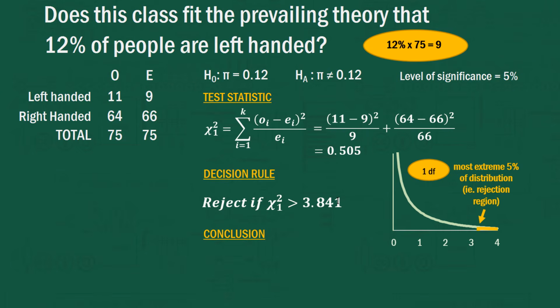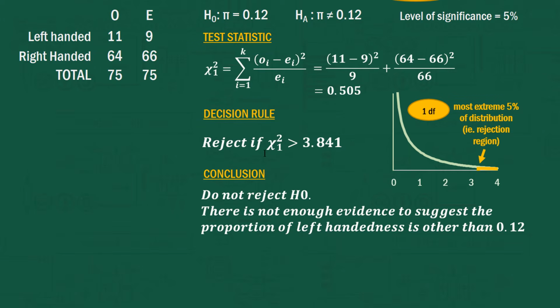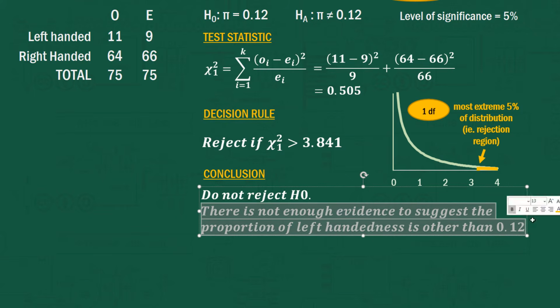So going back to our conclusion, in this case, unfortunately, we could not reject the null hypothesis because our chi-squared statistic is not greater than 3.841. So the final statement we make here is to say that there's not enough evidence to suggest the proportion of left-handedness is other than 0.12. Ooh, that's an interesting conclusion. Seems like I'm using a double negative. There's not enough evidence to suggest the proportion of left-handedness is other than 0.12.